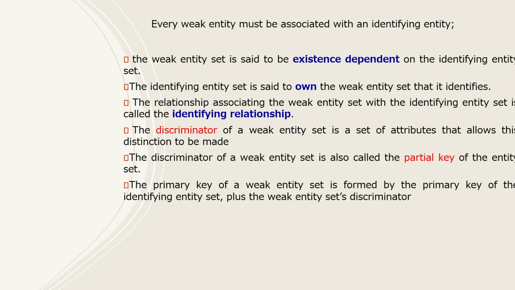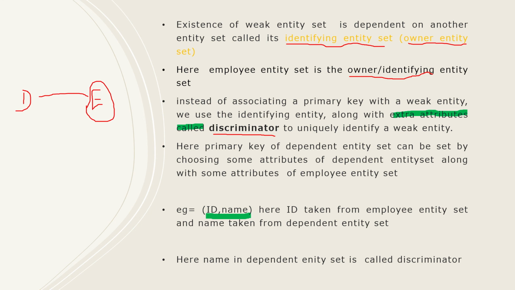There are some other points. We know that every weak entity set is existence dependent on the identifying entity set. What is the meaning of identifying entity set? It is an entity set on which the weak entity set always depends. I already told this. This is a weak entity set, and this is a strong entity set. The weak entity set always depends on the strong entity set, which is called an identifying entity set. The strong entity set is called an identifying entity set.